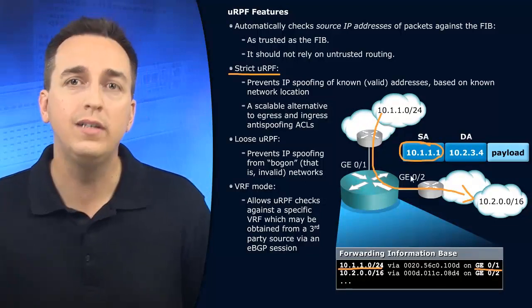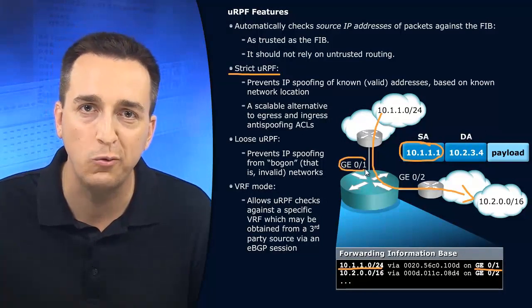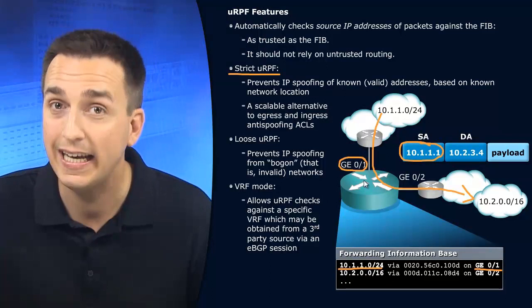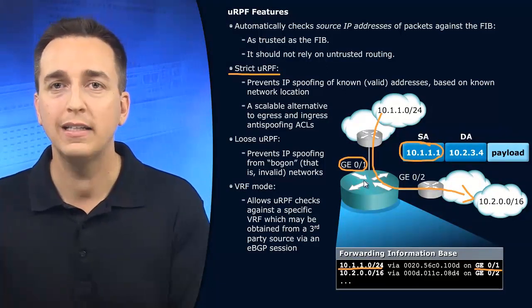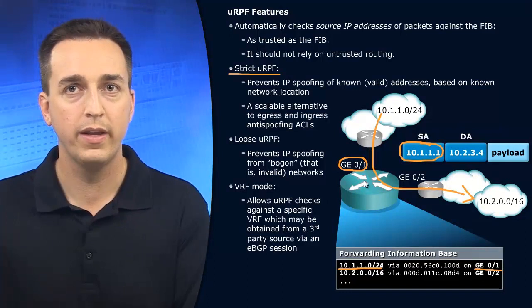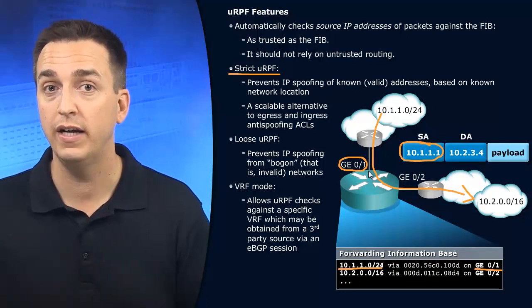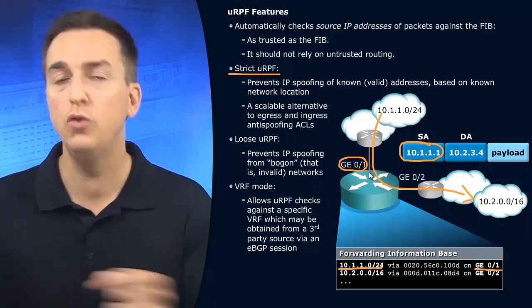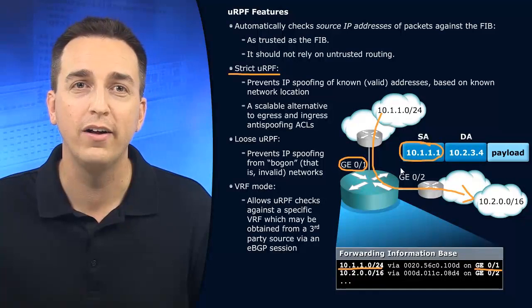Now, did that packet arrive inbound on gig 0/1? If it did, then Unicast reverse path forwarding checks out and everything is okay. However, if it didn't arrive inbound on this interface, because it's strict URPF, then the packet's going to be dropped. It's not allowed through the network.